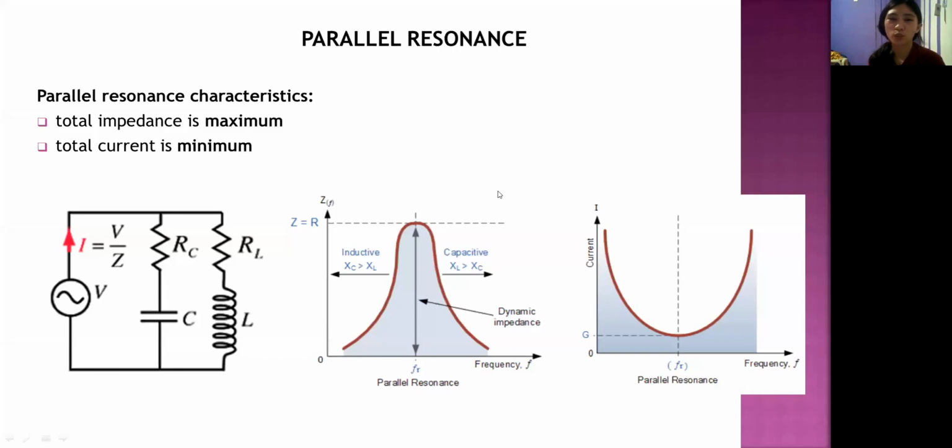So for the continuation, we'll have the parallel resonance. The concept here is just the same as the concept that we did for the series resonance. In the resonant condition, the circuit current is in phase with the applied voltage, which means the phase angle of the voltage and the current is 0 degrees.